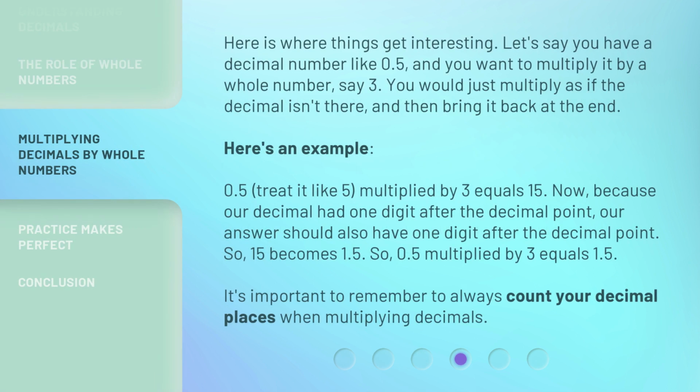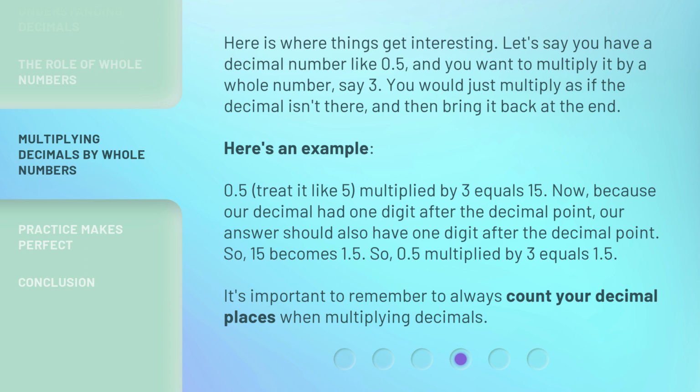Here is where things get interesting. Let's say you have a decimal number like 0.5, and you want to multiply it by a whole number, say 3. You would just multiply as if the decimal isn't there, and then bring it back at the end.